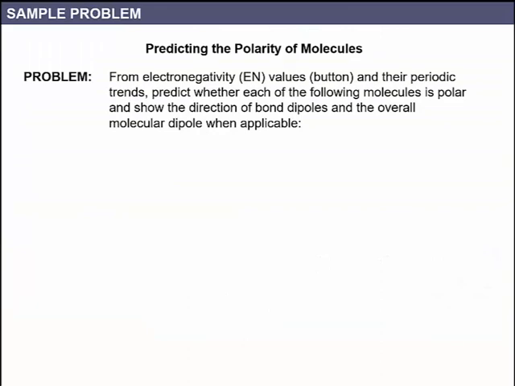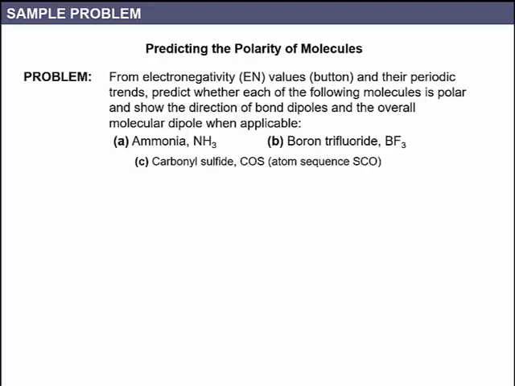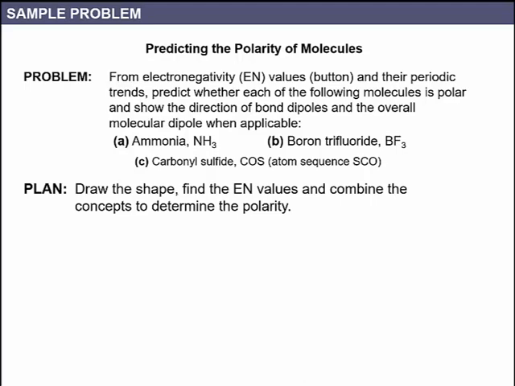Right, so from our electronegativity values and their periodic trends, can we predict whether each of the following molecules is polar and show the direction of the bond dipoles and the overall molecular dipole when applicable? Right, so ammonia, NH3, boron trifluoride, carbonyl sulfide, which is going to have an atom sequence of SCO. All right, so our plan, we're going to draw the shape. All right, so we're going to Lewis structure, find the electronegativity values, and then combine those concepts to get the polarity.